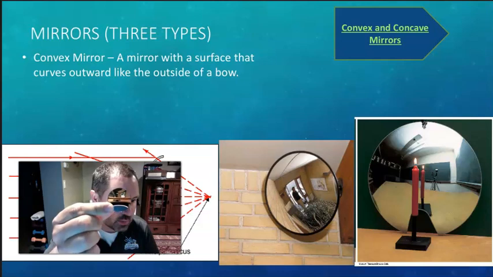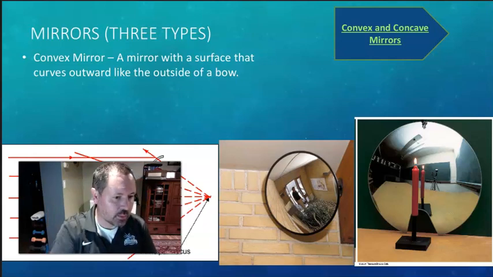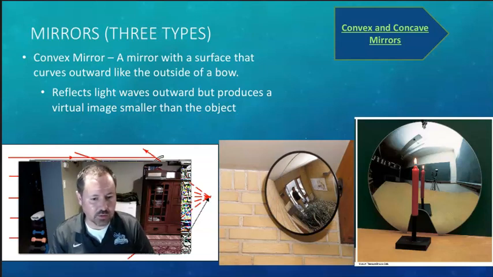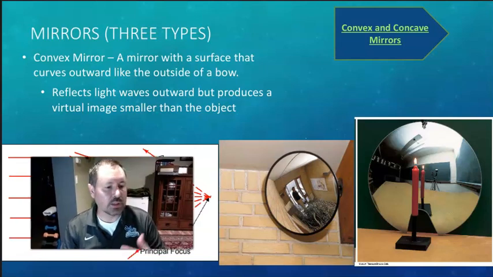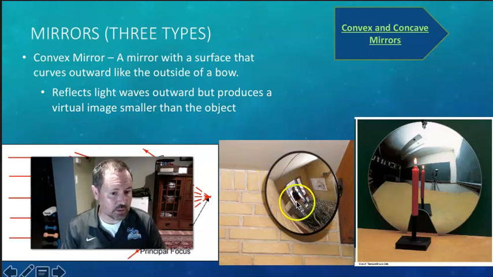Here's a convex mirror. The images in a convex mirror are right side up, but they're distorted. It reflects light waves outward, and it produces a virtual image. Again, you don't necessarily need to know what a virtual image is, but it's a regular image. It's not upside down or backwards.